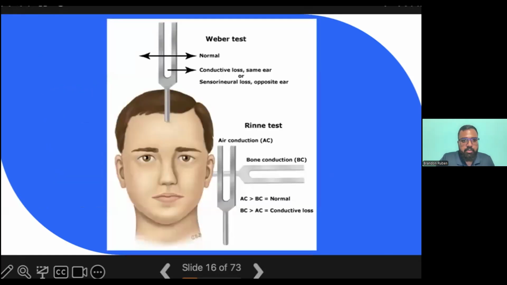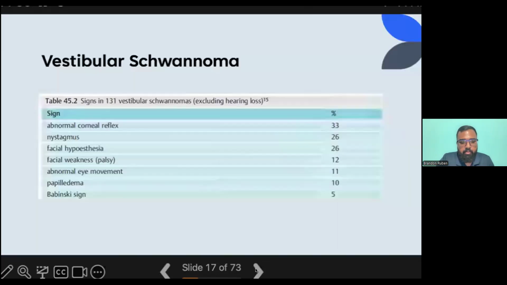Diagram here shows both Weber and Rinne tests, in which the Weber test goes to the uninvolved side. And this diagram here shows vestibular schwannoma, the signs of it, where the most common one, excluding the hearing loss, being abnormal corneal reflex, nystagmus, and facial hypoesthesia.